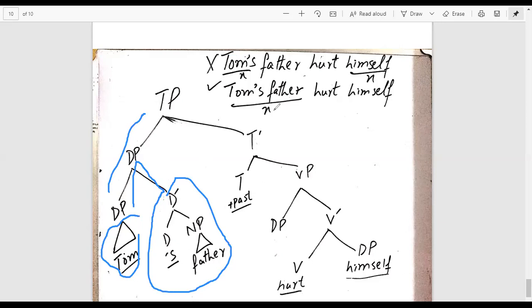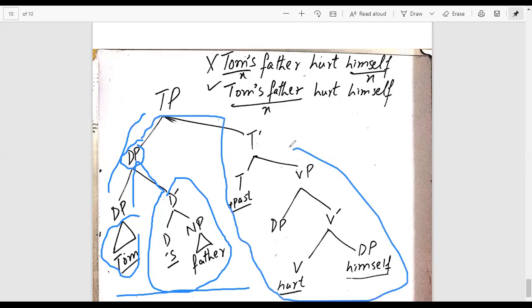But if we consider Tom's father as a whole, as a subject or a noun phrase, what will happen then? This Tom's father comes under the node DP, then go one step up, NP, then all the way down. All the other things come under this DP. So we can say that Tom's father also co-indexes himself, and it also C commands himself. So these were the examples of binding theory.